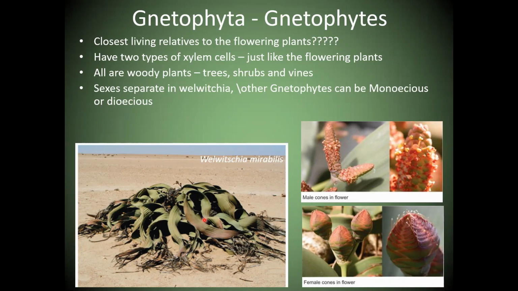Now, other than Welwitschia, right, other netophytes can be either dioecious or monoecious, right? Meaning like some netophytes will produce both male and female cones on the same plant, and some of them will actually have separate plants with male and female cones.